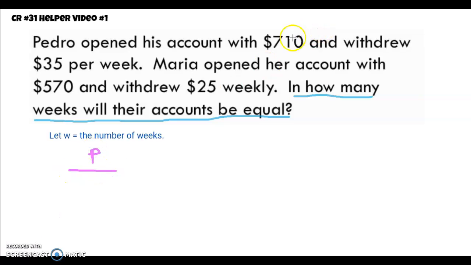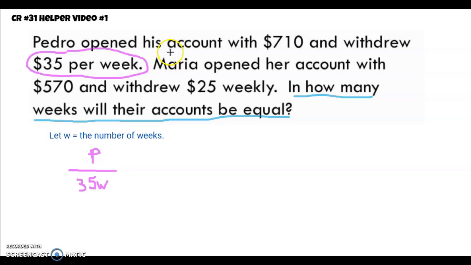I'm going to notice here that it says he opened his account with $710 and withdrew $35 per week. If you're noticing there, I'm circling $35 per week because the $35 is what describes the weeks, or it's the unit rate per week. So that 35 has to go with the W. So the first thing I'm going to do is put the 35 and the W together.